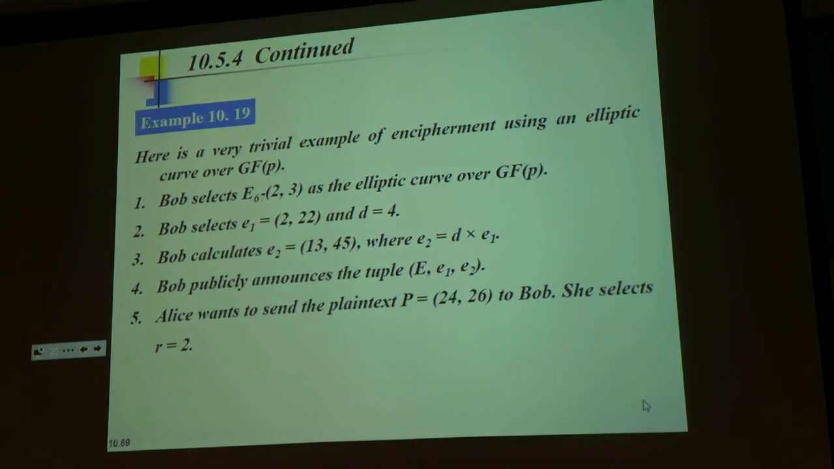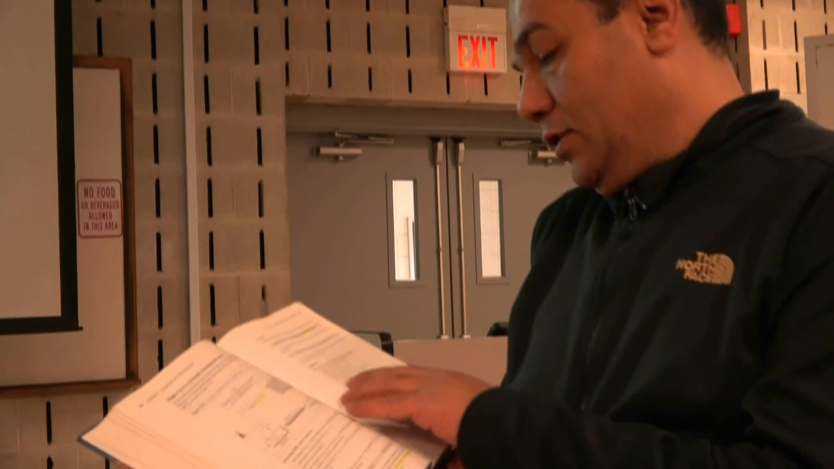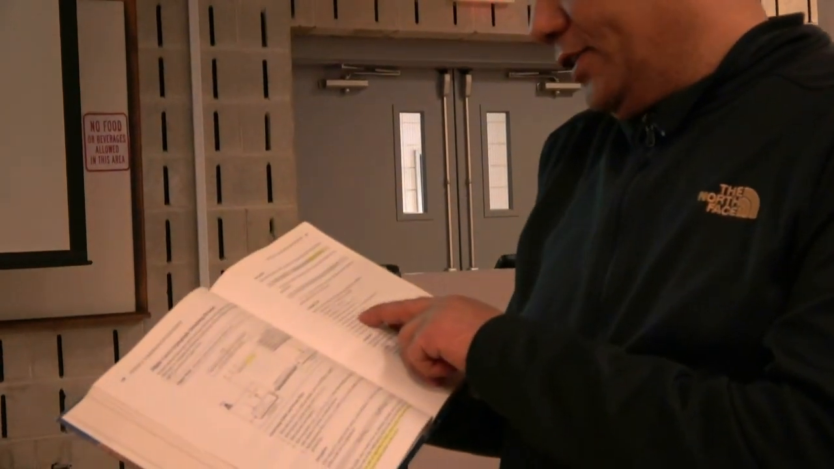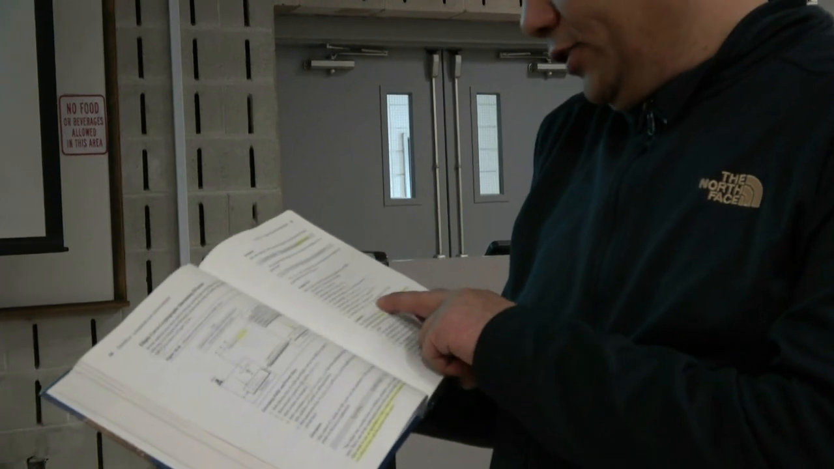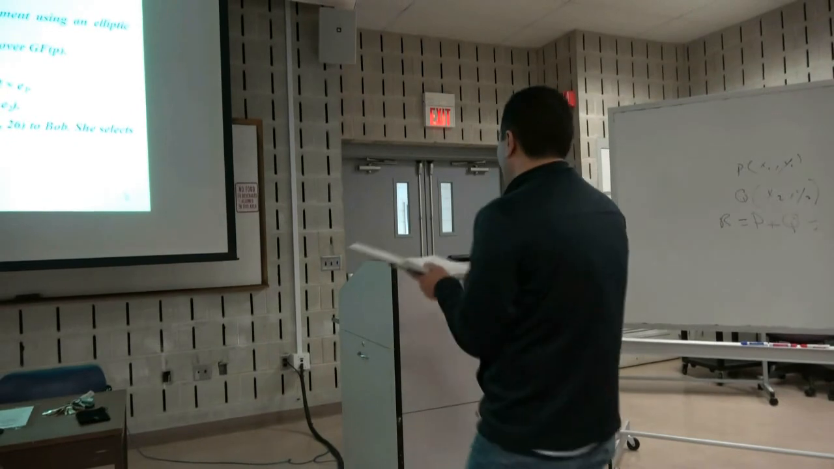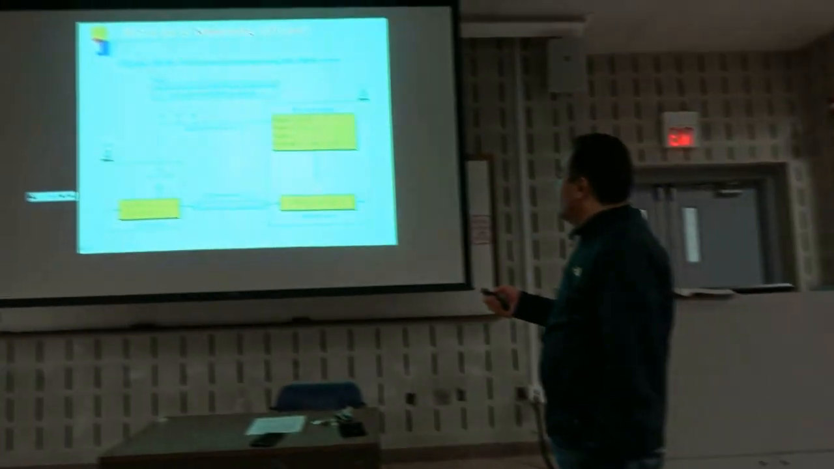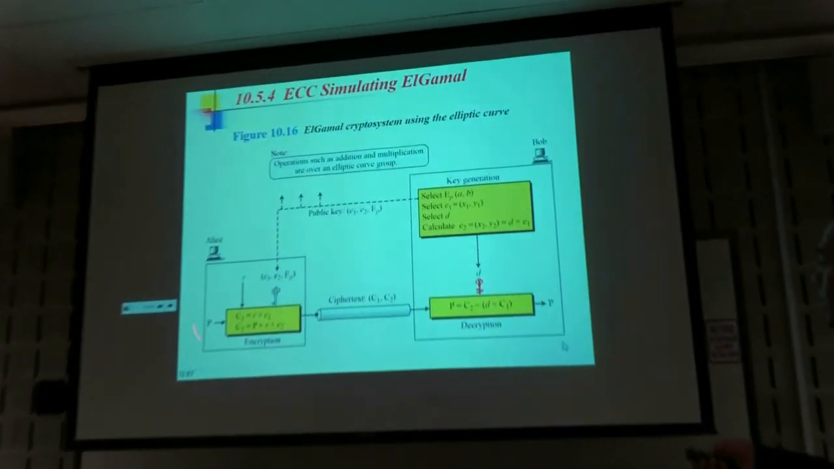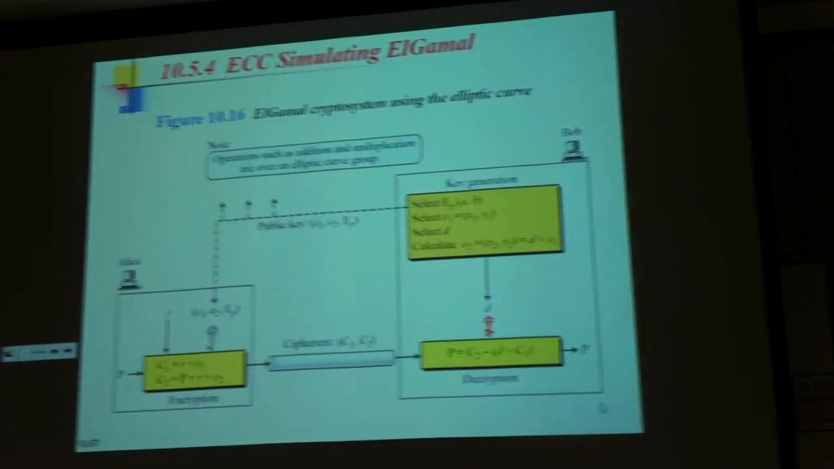I don't have the next slide, it's in here. If you look at the example, then after that, Alice finds C1, Alice finds C2 with the rules we applied, sends it, and then Bob can reverse it. So we just have to follow the steps. This was the process for generating the key, and sending it and reversing it and all of that. So that's what it is.